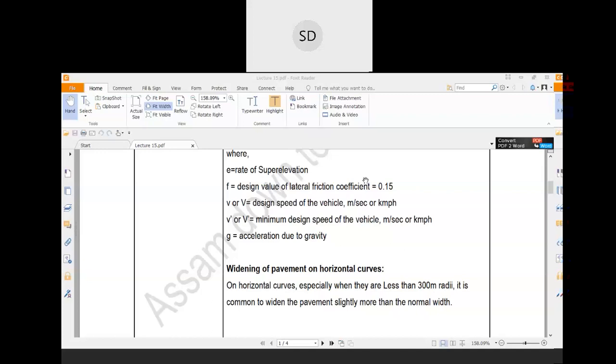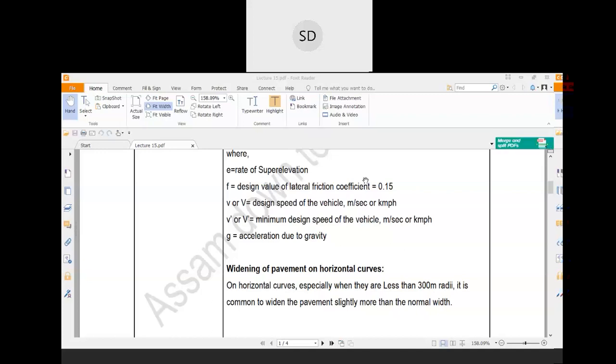In that case, there is always a tendency of the driver to maintain a clearance between crossing vehicles or overtaking vehicles, and that clearance distance would be higher than the clearance distance which that driver would be following in case of a straight path. So it is very much necessary to accommodate that clearance, and you can accommodate that clearance by providing extra width of the pavement in the horizontal curve. So basically that is called extra widening of the pavement.